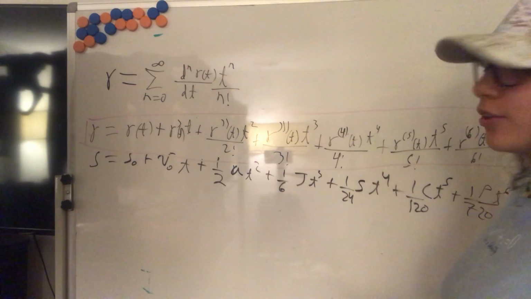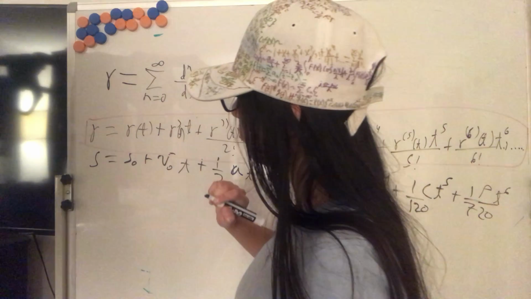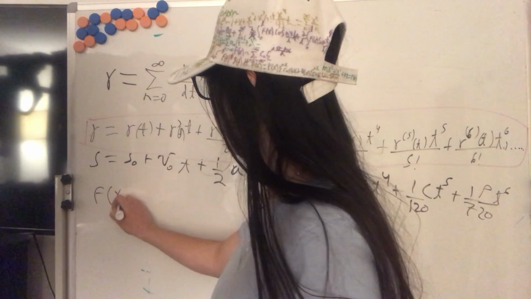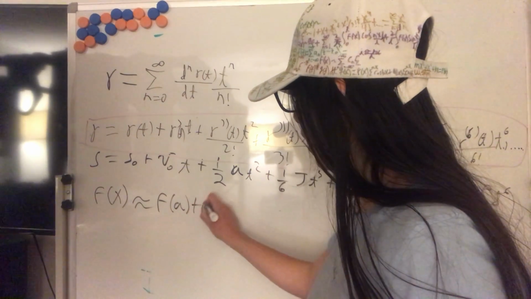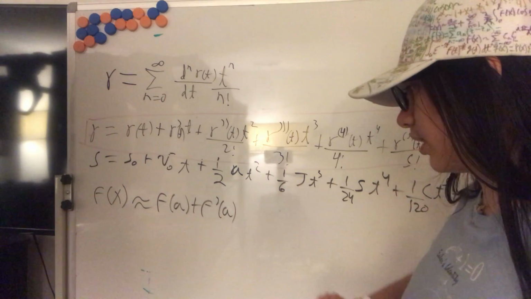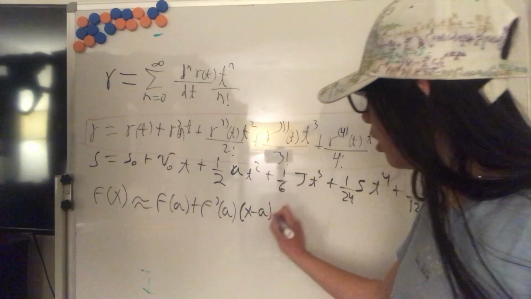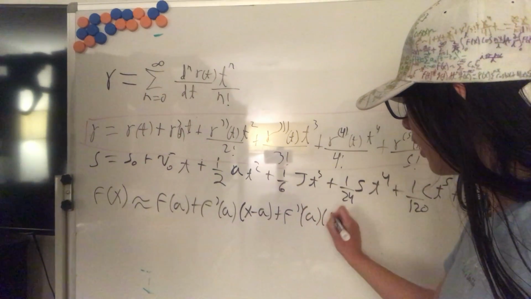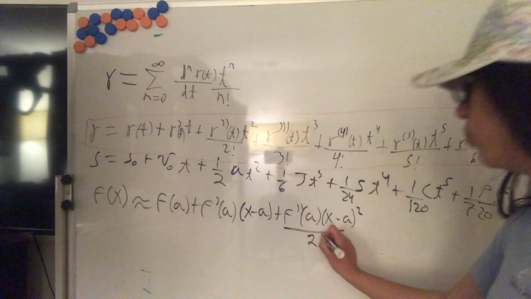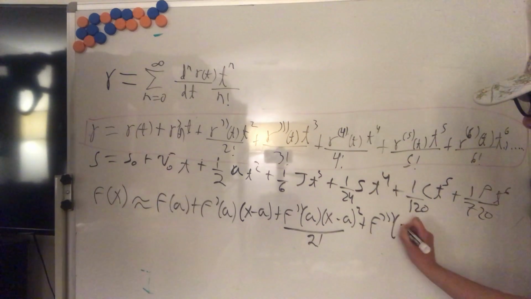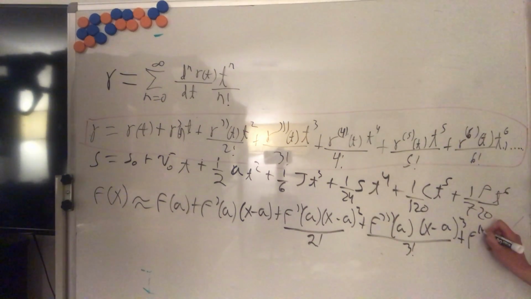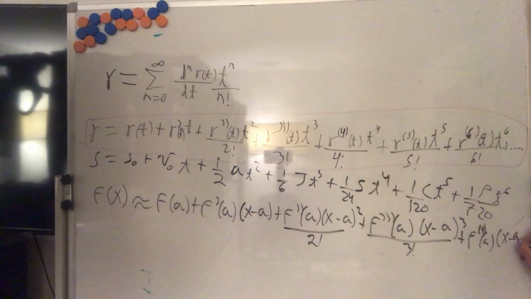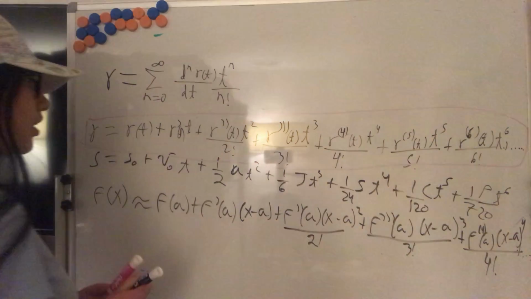Now remember that the Taylor series has the shape of f of x approximately equal to f of a plus f prime of a times x minus a, plus f double prime of a times x minus a squared divided by 2 factorial, plus f triple prime of a times x minus a cubed divided by 3 factorial, plus the 4th derivative of f evaluated at a, times x minus a to the 4th power divided by 4 factorial, etc. So it's exactly the same shape that we have here.